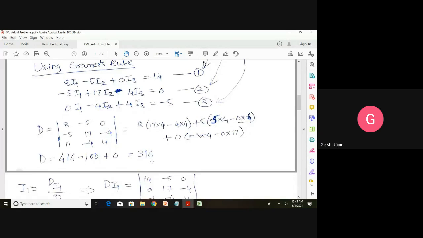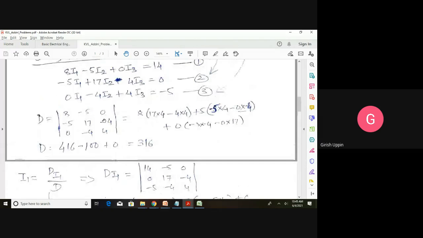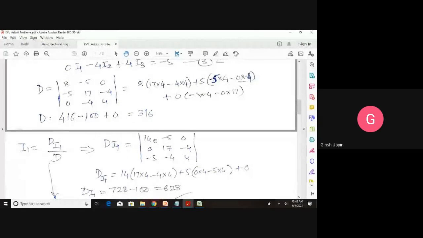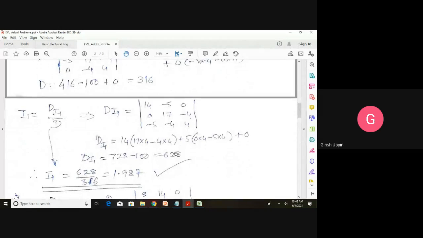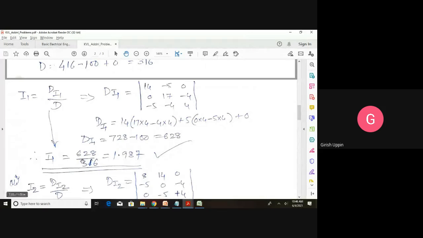Then how to find I1? I1 is the first variable. I1 is equal to DI1 by D. And what is DI1? Here I'm going to replace the first column with the values on the right hand side, that is d1, d2, d3. You can see here 4, 0, minus 5, and the rest of the values are the same. And if we calculate that value, we get 628. So therefore, I1 is equal to DI1, that is 628 divided by 316, which we get as 1.987 amperes. I should write here ampere.